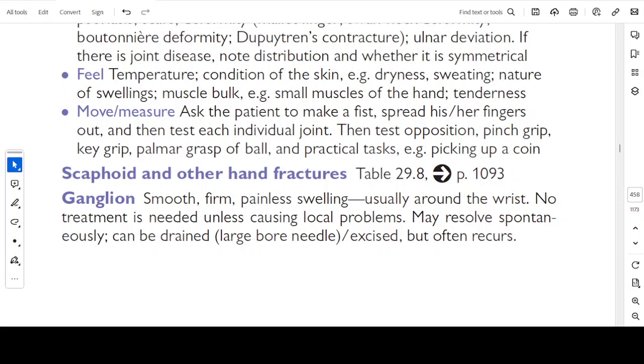Table 29.8. Ganglion. Smooth, firm, painless swelling, usually around the wrist. No treatment is needed unless causing local problems. May resolve spontaneously and can be drained by a large bore needle or excised, but often recurs.